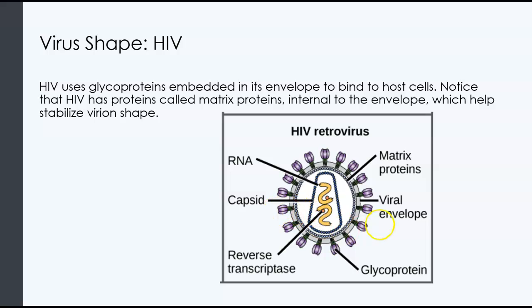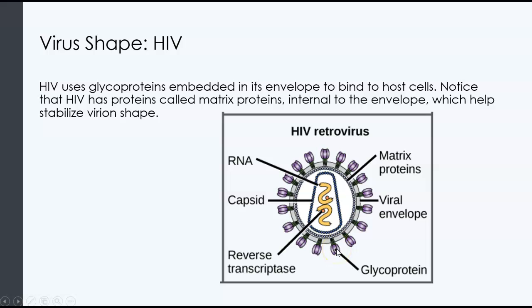So the capsid of this virus is right here. You can just look at my pointer tracing out the capsid. That's the protein capsid, and then the envelope is the circular part, the spherical part. And the envelope contains matrix proteins, and it also contains what we're looking at here, a glycoprotein.